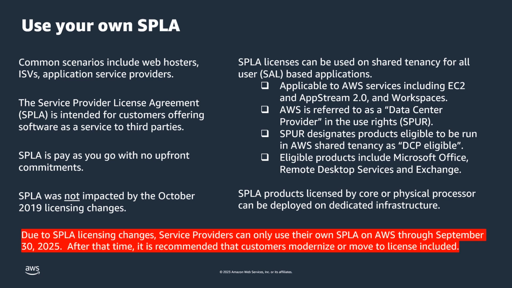However, Microsoft did make a change last year, and with this change, customers will only be able to use their SPLA agreements on AWS through September 30th, 2025. After that time, those customers should either modernize or move to license included. AWS has been contacting many of the customers using SPLA on AWS, at least those that we know, to make sure this news gets out there. But if you are using SPLA on AWS, please keep this in mind. Everything is fine until September 30th, 2025, but a new option will need to be found after that.